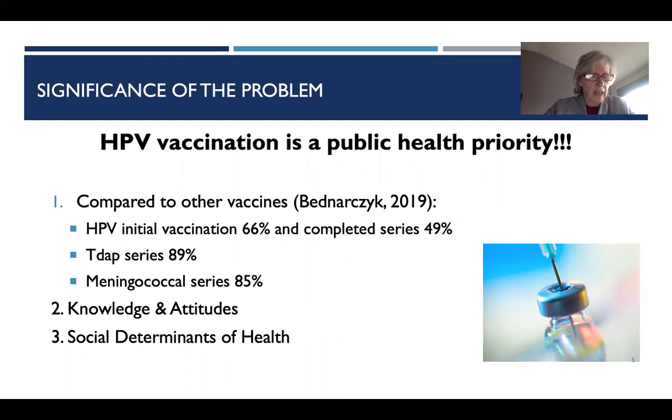The study that I have on the slide that's cited to Bednarczyk in 2019 in his population actually found that the initial HPV vaccination was 66%, but the completed series was 49%. And then in the same population of his study, the Tdap series was completed at 89% and the meningococcal series at 85%. So why? Why is this vaccination less used than other vaccinations?